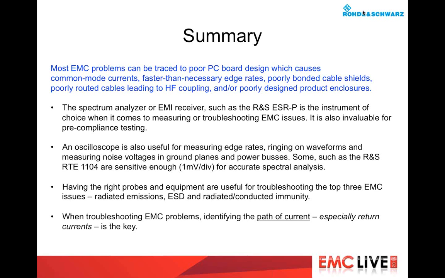Now, an oscilloscope is also very useful for measuring edge rates, ringing on waveforms, and noise voltages in ground planes and power buses. And I've had a chance to use Rohde's RTE 1104, which is what was pictured in some of these slides. What's unique about this particular scope is that it has a 1 millivolt per division sensitivity, and not all digitizing scopes are this sensitive. And because it's so sensitive, it's very useful when you switch in the FFT spectral analysis.